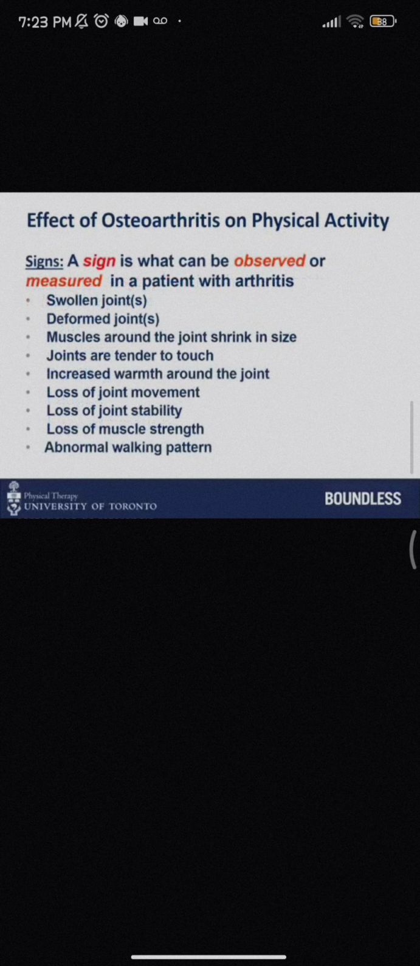Signs are what healthcare providers observe or measure when assessing the severity of osteoarthritis. We assess for swelling, deformity, muscle atrophy or loss of muscle bulk, tenderness to palpation or touch, temperature, movement of the joint, stability of the joint, muscle strength, ability to walk, and do other functional tasks such as kneel, sit, grip objects, and so on, depending on the joint under assessment.